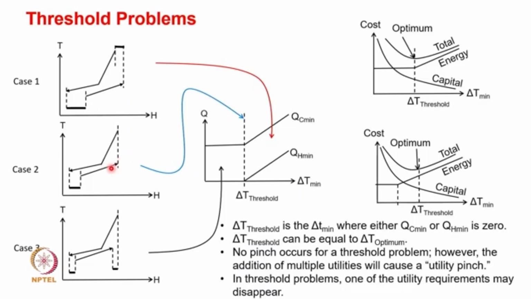But further moving around the streams will not reduce the requirement of the utilities. At the threshold, in this particular case, the hot utility has become completely not required, but your cold utility will remain the same. Even if you further reduce it back, the resultant cold utility at either end would be the summation of the QC min at the delta T threshold.